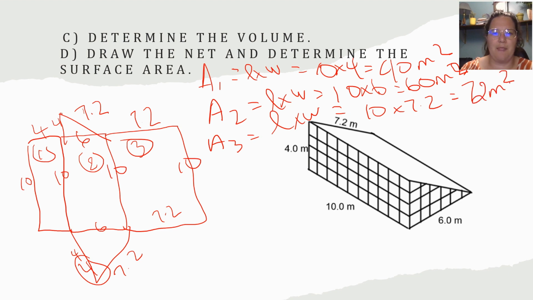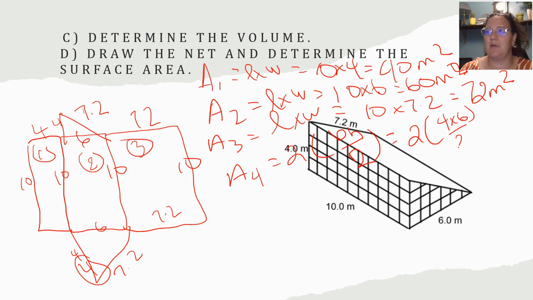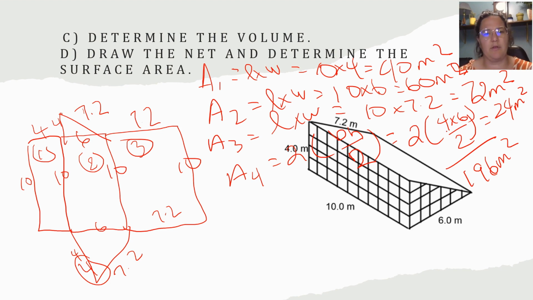And the area of section 4 is equal to 2, because there's 2 of them, multiplied by base times height divided by 2, which is 2 times 4 times 6 divided by 2, or 24 meters squared, all giving us a total of 196 meters squared. So there are a lot of steps to figuring out these triangular 3-dimensional shapes, but drawing the net will really help you make sure that you get every side calculated.